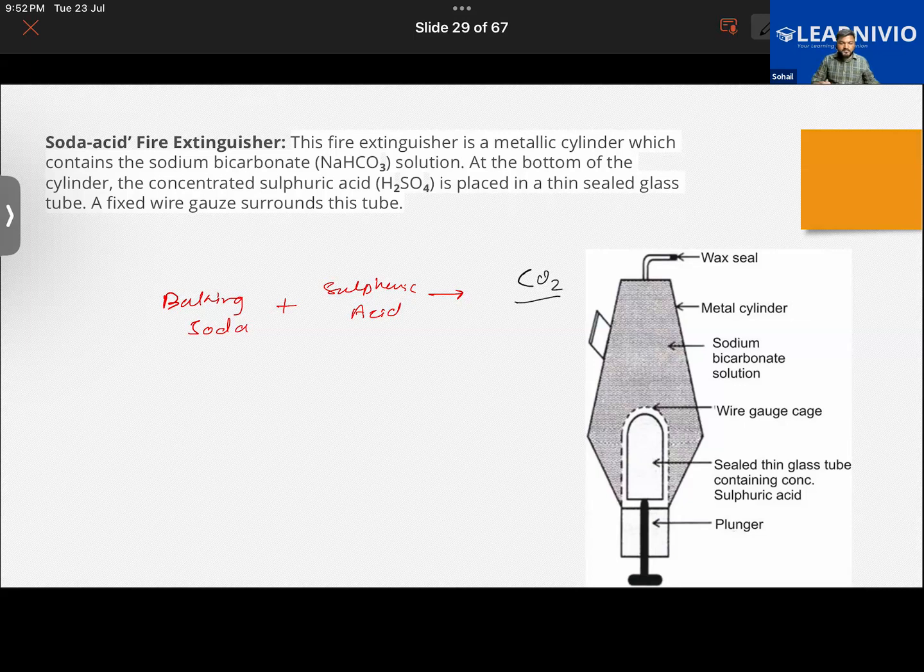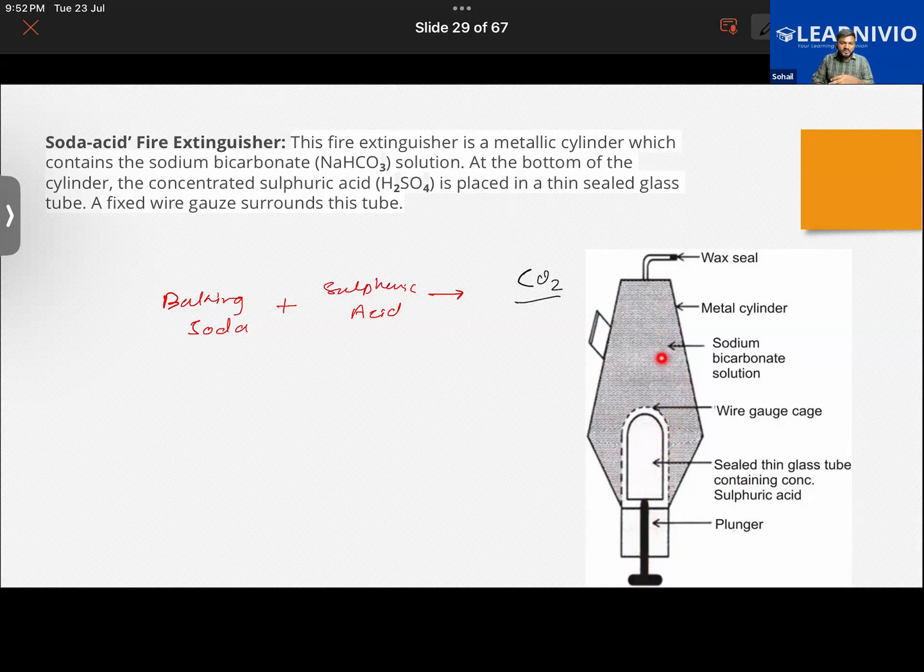The setup was in such a manner that this is a cylindrical structure in which you have a plunger, a kind of push button. Whenever there's a fire, you have to push this. Once you push this, what happens? In this sealed, very thin glass container, very strong sulfuric acid was put, held in its place using a wire. As you push the plunger, it will be broken off.